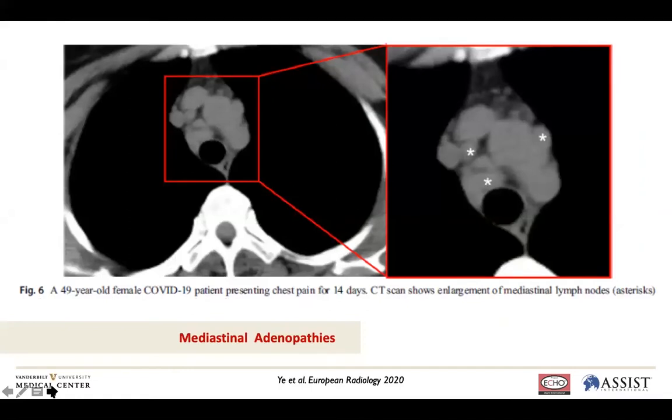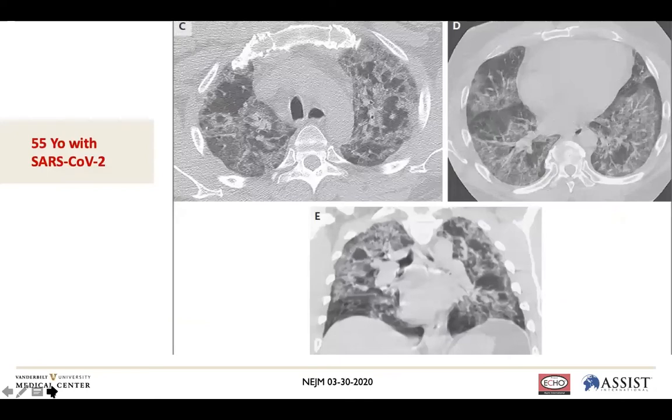Patients with COVID-19 can present with mediastinal adenopathy only, and you see them nicely depicted by these white arrows on the enlargement on the right-hand side. Next slide, please. But commonly, this is what we're dealing with here: ARDS, diffuse patchy infiltrates, peripheral in the lung, involving all 5 lobes.